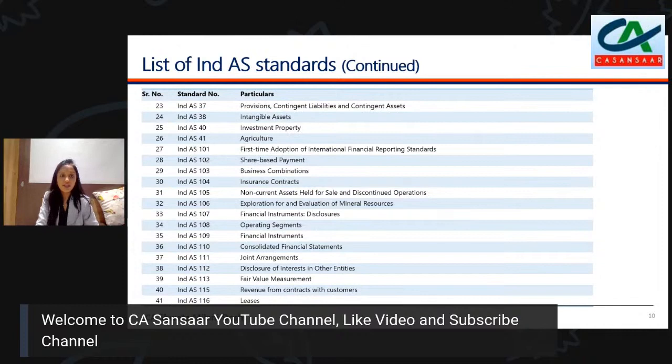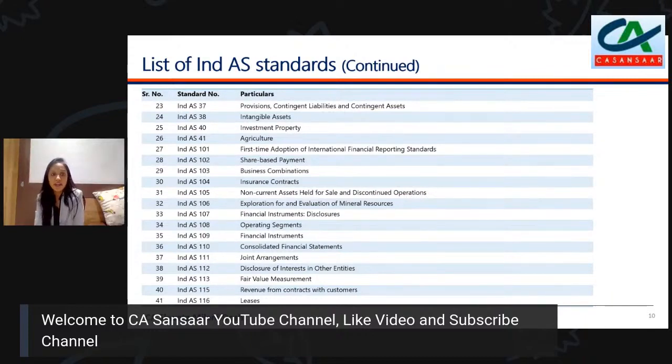Moving ahead to the next standard, which is Ind AS 37: provisions, contingent liabilities and contingent assets. Compared to the AS standard, which is AS 29, under AS 29 you did not do any discounting. There was no concept of discounting under our AS regime. But under this Ind AS regime, any provisions which are long-term in nature or non-current in nature have to be discounted to present value.